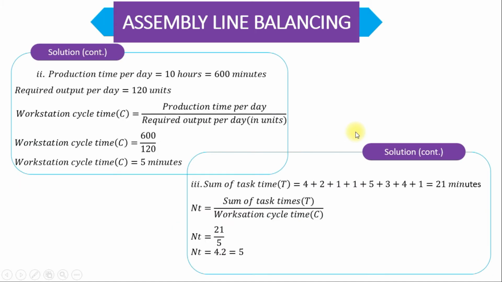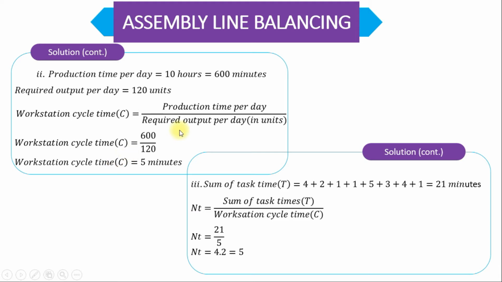Then let's move on. How do we determine the workstation cycle time? In order to do that, first we need to convert the hours given to us to minutes, so just multiply by 60. You multiply the 10 hours by 60 and get 600 minutes. Also given in the question was the required output per day, which was 120 units. So divide this time by the required output per day, giving us 5 minutes as the workstation cycle time.